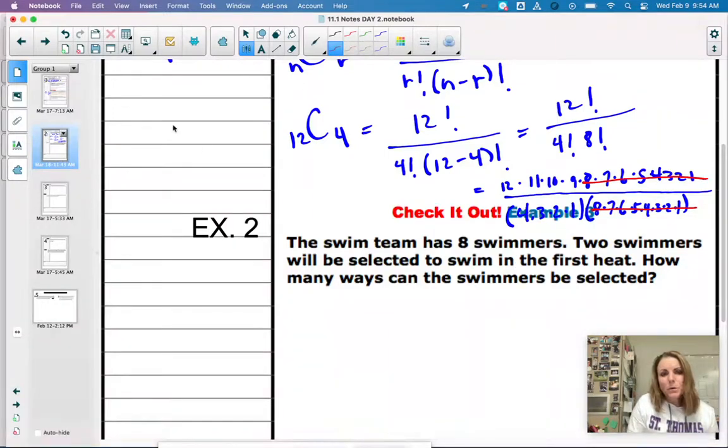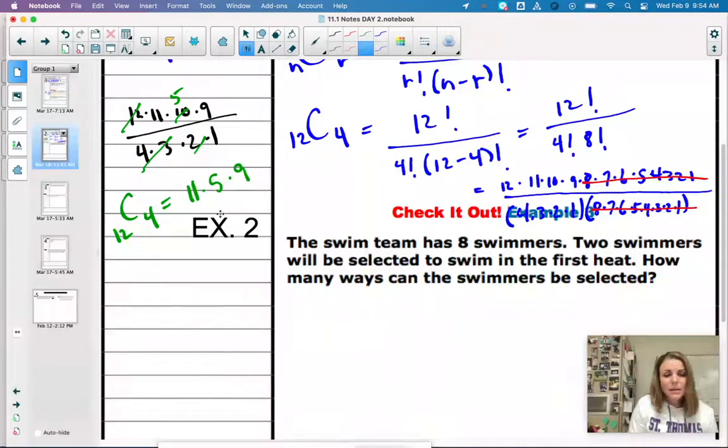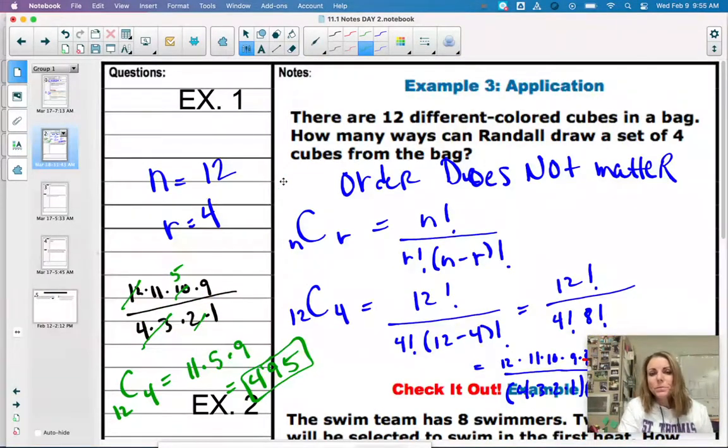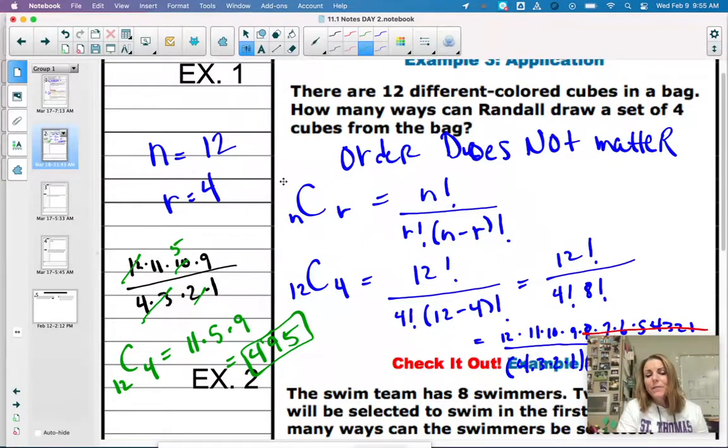So now what we're left with, which I'm going to write over here, is 12 times 11 times 10 times 9 all over 4, 3, 2, 1. You can either multiply the top and multiply the bottom and divide, or we can simplify a little more because you can see that 4 times 3 in the bottom is 12, and there's also a 12 on top. Also, 10 divided by 2 is 5. So we can keep simplifying, and what we're left with is an 11 and a 5 and a 9. So 11 times 5 times 9 is 495. So Randall has 495 ways that he can draw a set of 4 cubes from the bag.